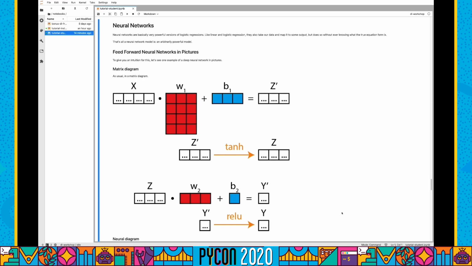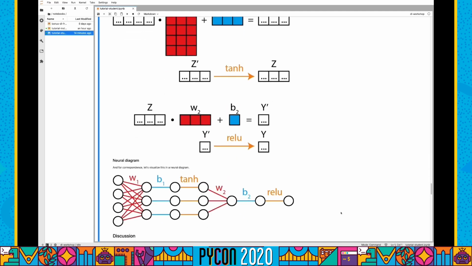Now, if you're thinking, wow, this looks just like stacked logistic regressions, well then you're absolutely on the right track. Deep neural network models are more of the same stacked on top of one another. At least that's what the feed-forward models look like. Now, in terms of what the neural diagram looks like, this shouldn't feel too unfamiliar to you. The red W's and blue B's represent the linear transformations, while the orange activation functions do stuff between the outputs, whether it's squashing values between bounds, as the tanh function does, or setting negatives to 0, as the ReLU function does.